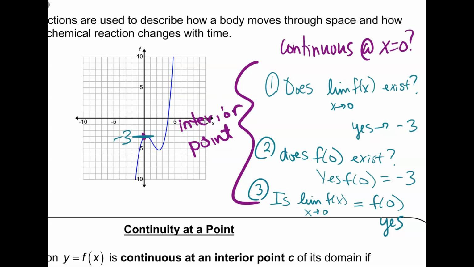Because I could have a limit exist. So some of you guys on your quiz, I had a limit exist, but then the function value was something else. So if they didn't match, it failed test 3. On another quiz version, I had a limit exist, but I didn't actually have a function value. It was just a hole. So it failed the second test. And then sometimes, guess what? I picked a point where it was continuous, and I had a limit, and it passed all 3 tests.